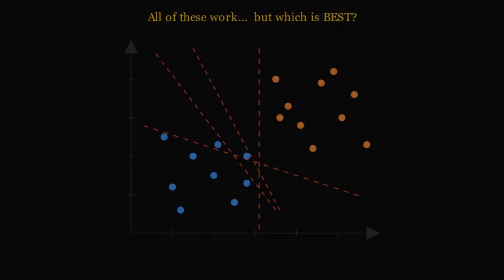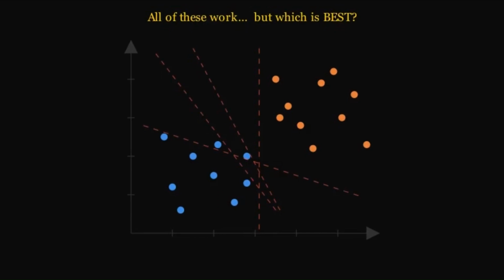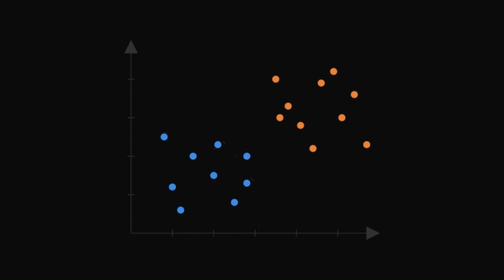This is where machine learning becomes interesting. Our goal isn't to find a boundary that works. The goal is finding the best possible boundary. But what does best possible actually mean? Why should one separating line be preferred over another? To answer that, we need a new idea.